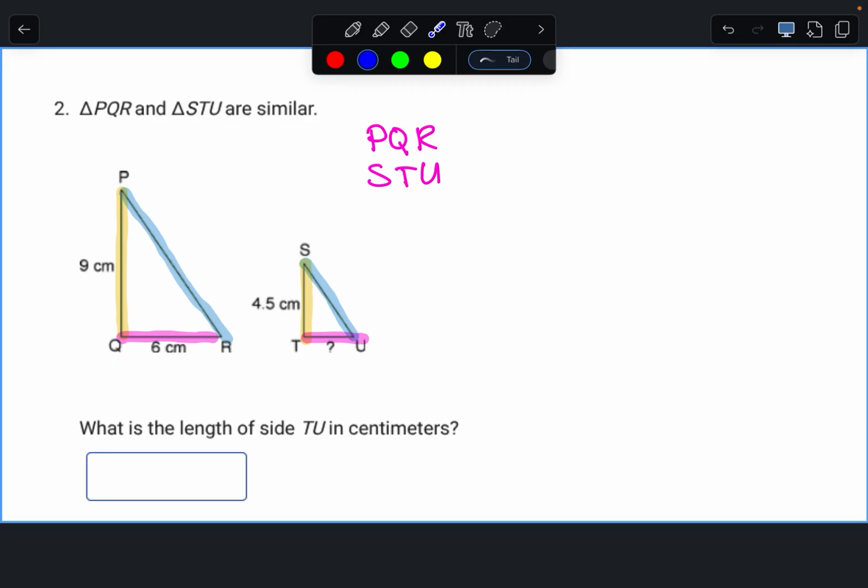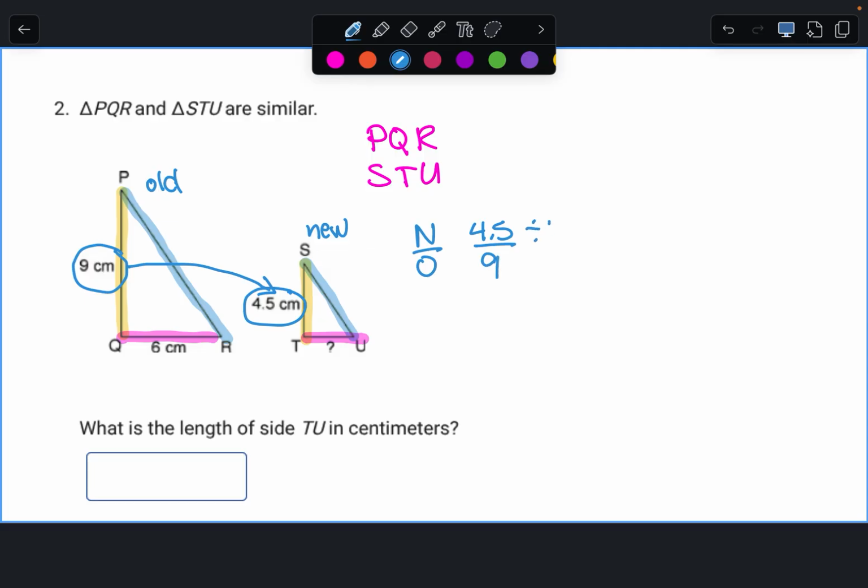Okay, so I can find the scale factor. So what do I multiply by to go from 9 to 4.5? And I can figure that out by putting new over old. So this is my new, and this is my old. And I can put 4.5 over 9, which reduces down to 1/2. So the scale factor is 1/2, so times 1/2. So if I multiply 6 times 1/2, I get 3.